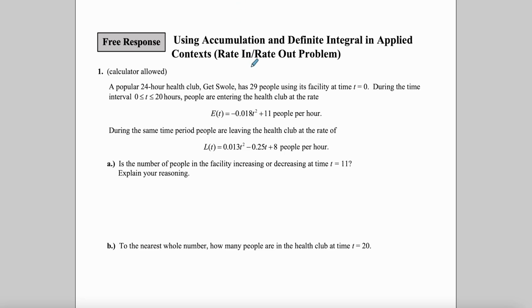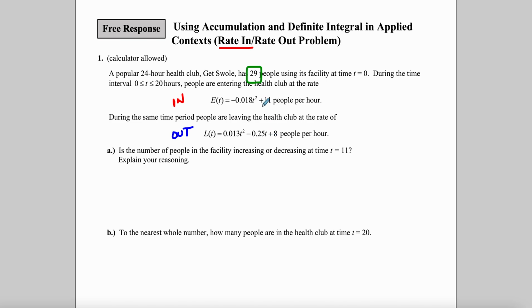This is a very typical rate in, rate out question. This function given is the rate in, people walking into a health club. This function is the rate out of the health club, and we're going to combine these two functions together to analyze the situation. Another key number is that we have 29 people to start, and these two functions are occurring over the same interval, which is going to make things a lot easier when we start combining them.